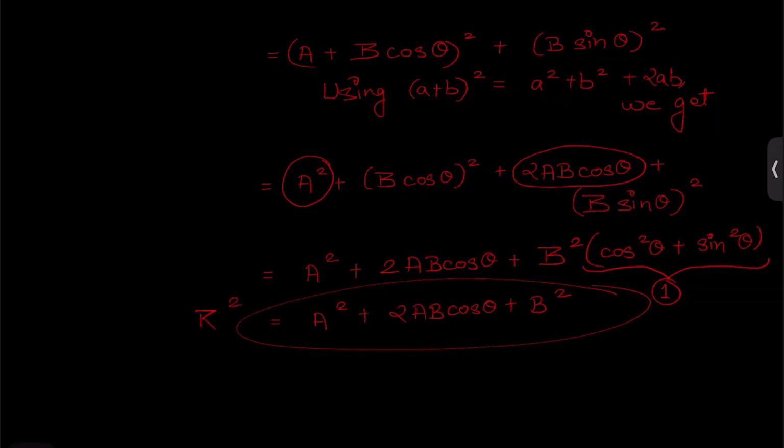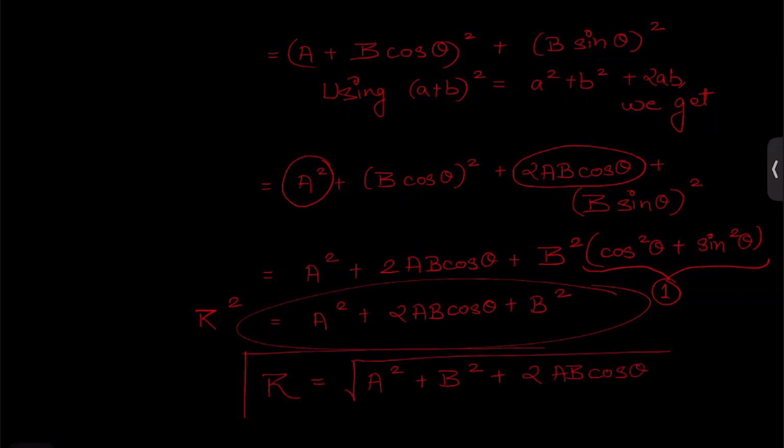So the square of the resultant is nothing but equal to a square plus 2ab cos theta plus b square. Or in another way, we can write the resultant as equal to the under root of a square plus b square plus 2ab cos theta. So that is how you derive the expression, the analytical method, for addition of two different vectors.